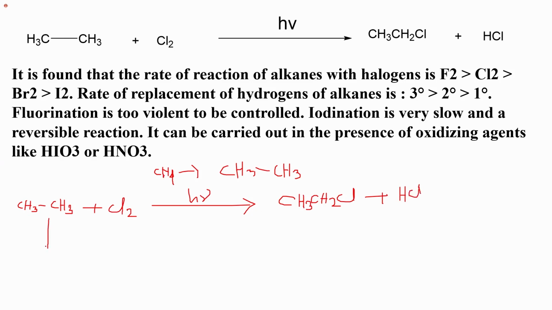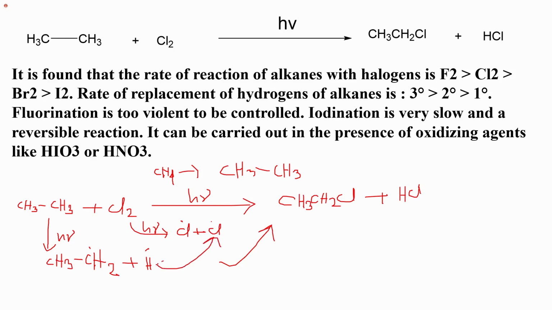Under photolytic condition, what will it generate? It will generate CH3CH2 dot plus H dot. And this Cl2 under photolytic condition forms Cl dot plus Cl dot. Now this H dot and Cl dot will react together, and this Cl dot will react here. Then what you are getting? CH3CH2Cl plus HCl.